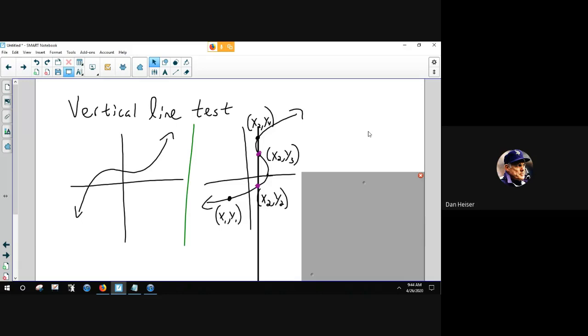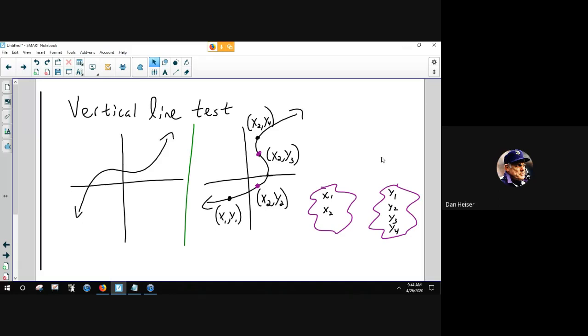This is the vertical line test. If a vertical line hits it more than one time, all it's got to do is fail once. Here it failed once. Here it fails here also. It fails here also. If it fails one time, it's not a function. So, put that off to the side.